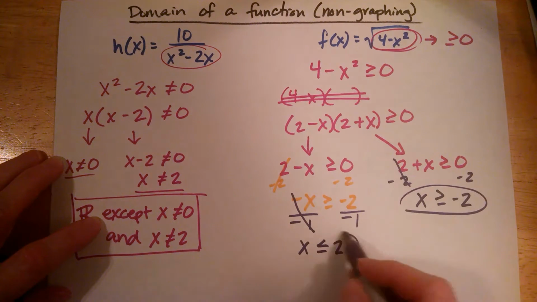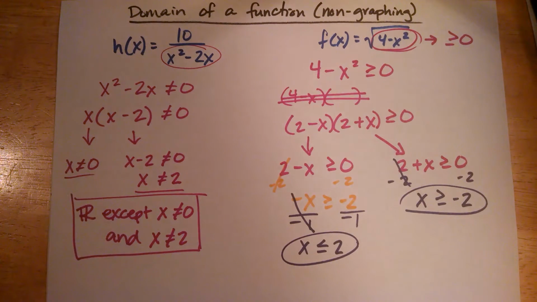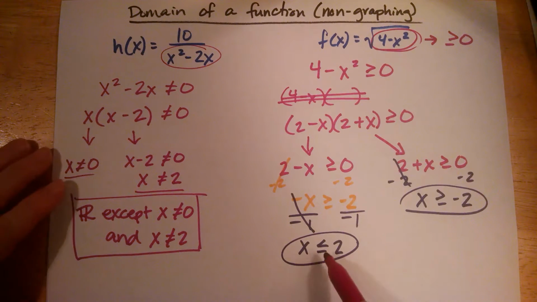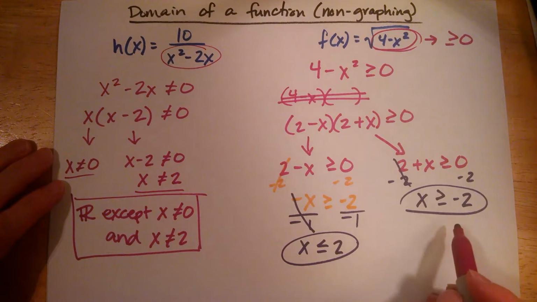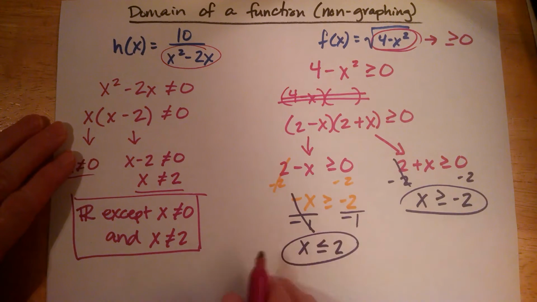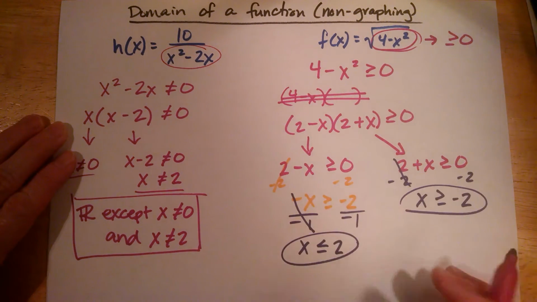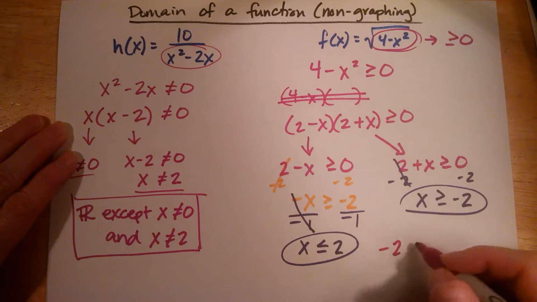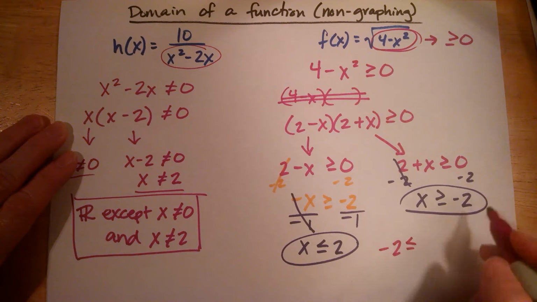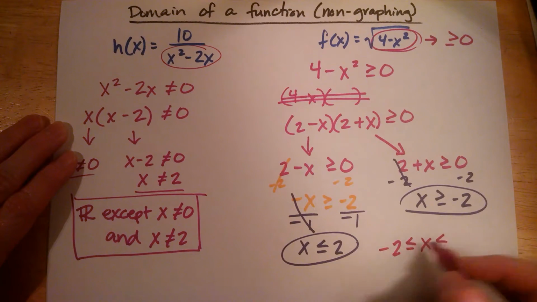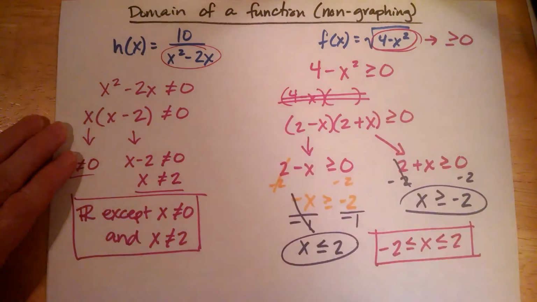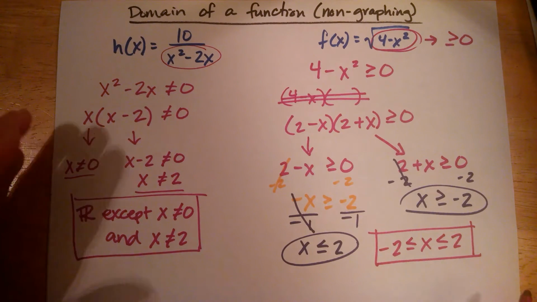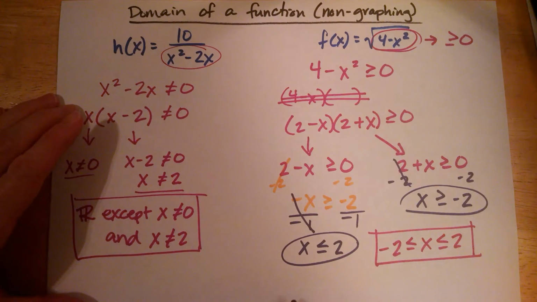Okay, so if we join these together, it says that x is less than or equal to 2, and x is greater than or equal to negative 2. So we're going to put that together as one. Negative 2 is less than or equal to x, which is in the middle, and it's also less than or equal to 2. That's our domain restriction on this one, meaning it won't go farther than negative 2 when we graph it, and it won't go farther than positive 2 when we graph it.